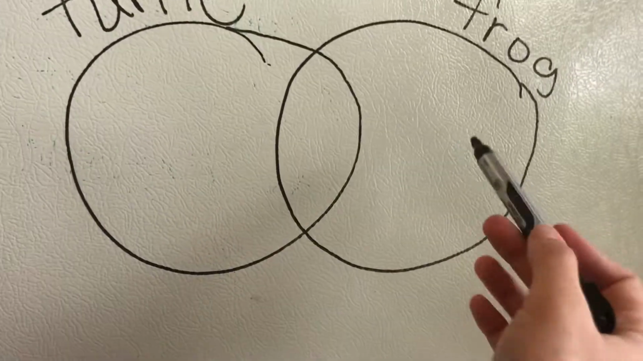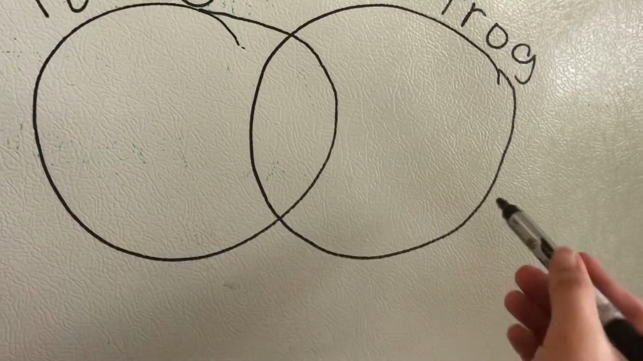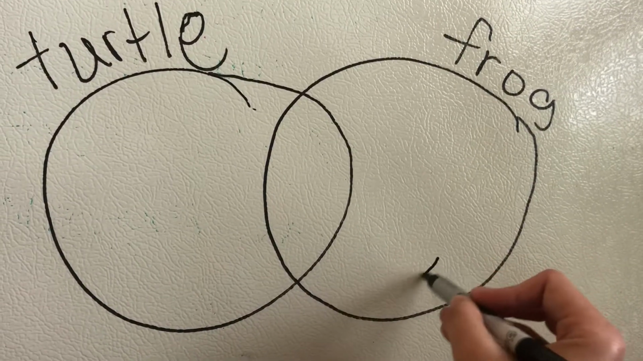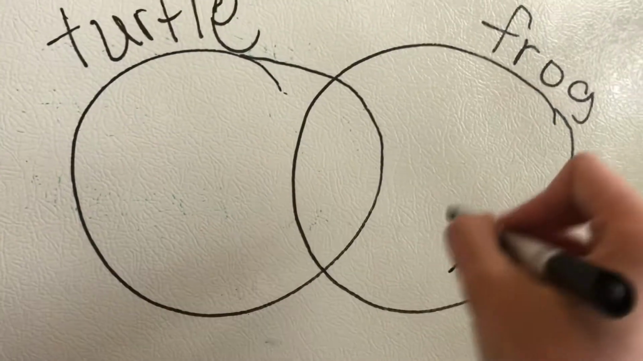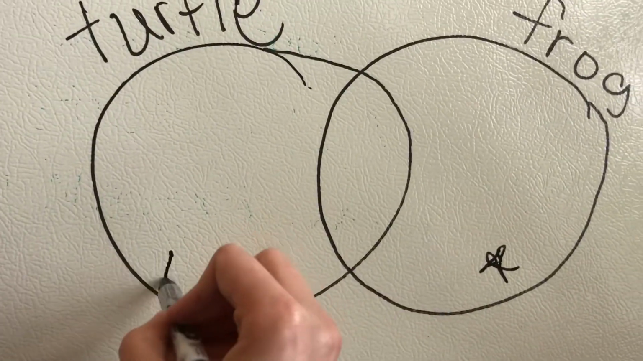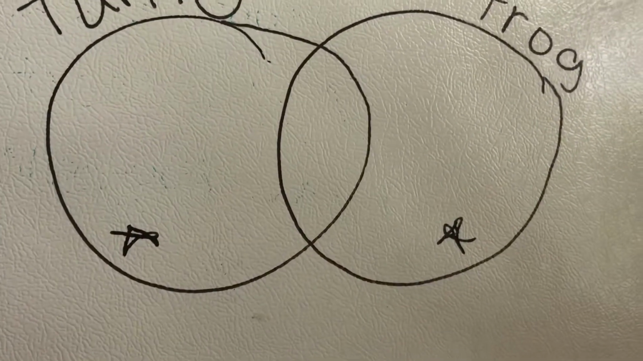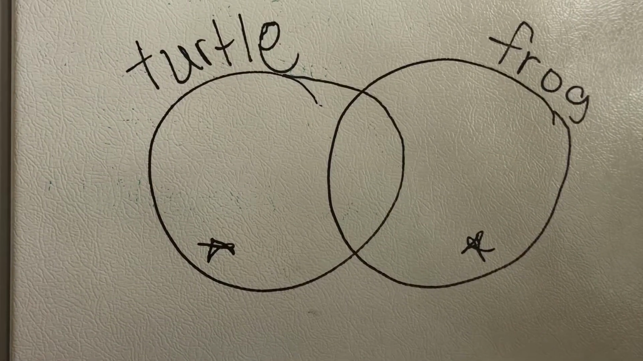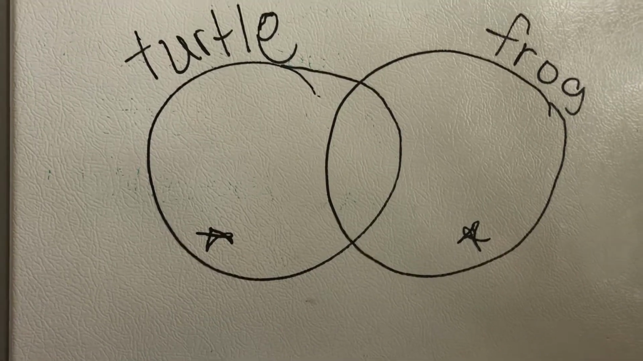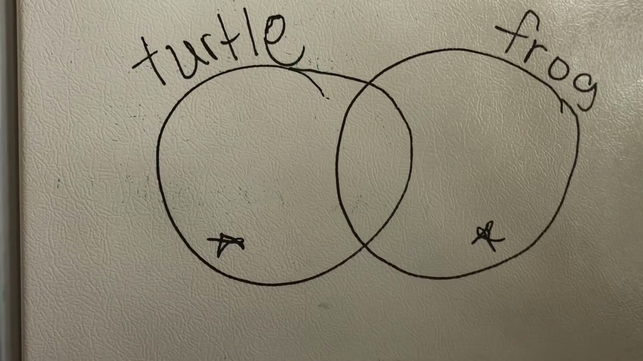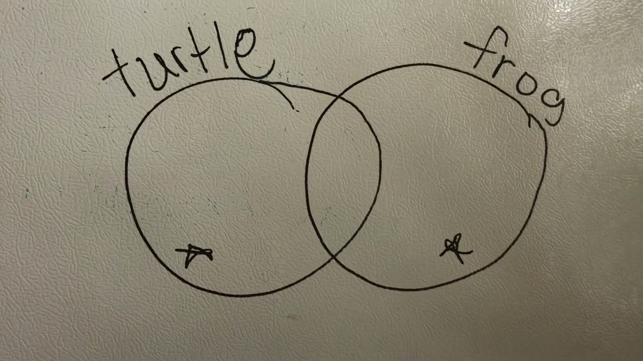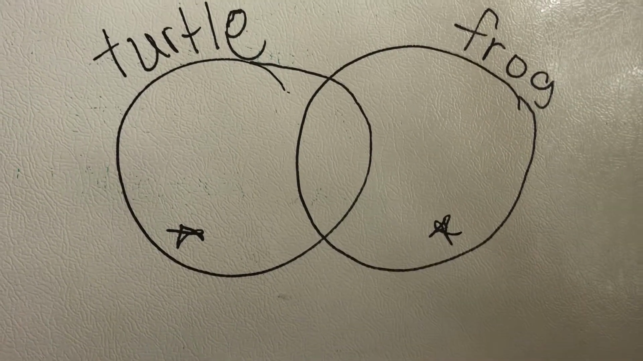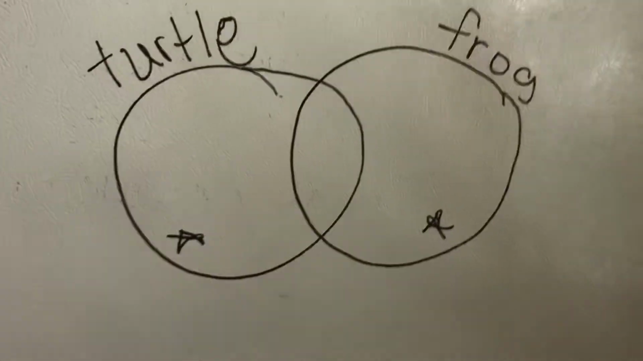So remember, when we are contrasting, writing things that are different, how a frog is different from a turtle, we're gonna write that in that part of the circle. And how a turtle is different from a frog, we're gonna write that in that part of the circle. So I want you right now to think, I'm gonna give you about 7 seconds. How is a turtle and a frog different? How are they different? All right, so let's go ahead and start writing.